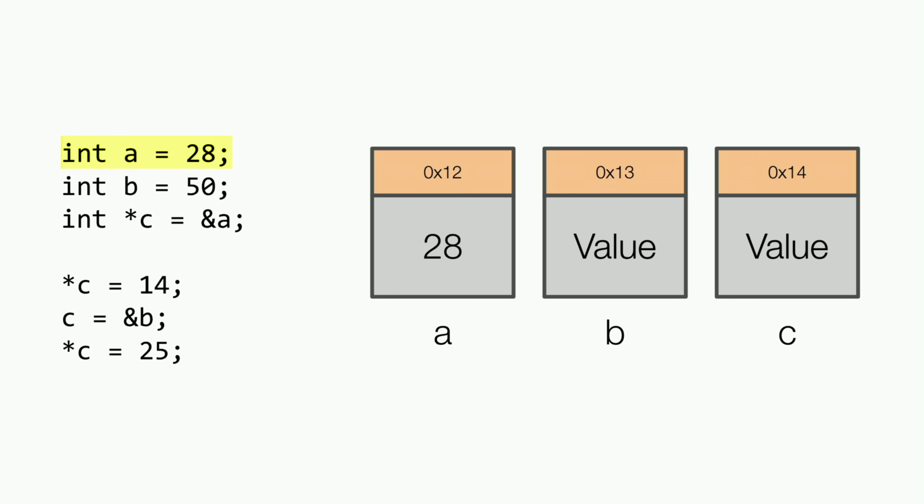So this first line is nothing new. We have integer A equals 28. So A is gonna store the value 28. Then B is going to store the value 50. And so these two pieces shouldn't be too new to you, but what about for this next line of code?